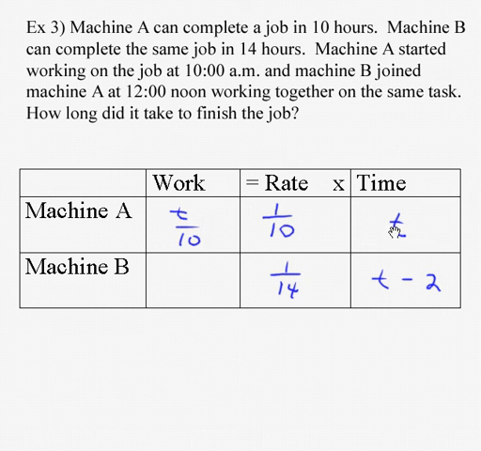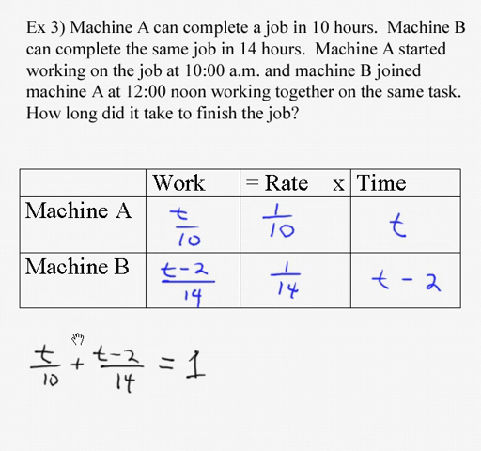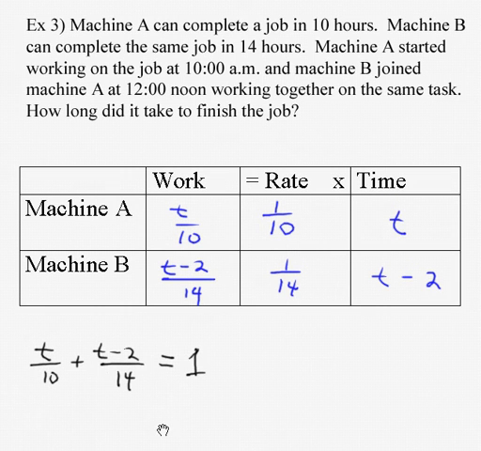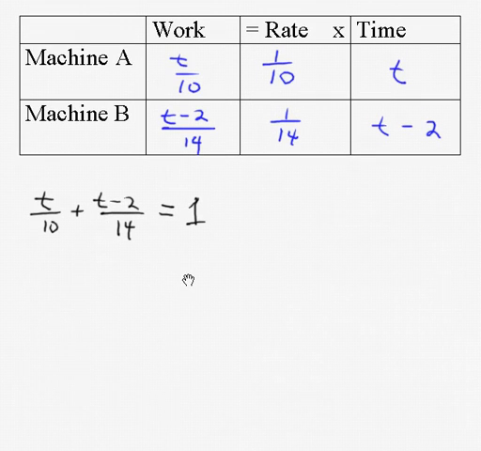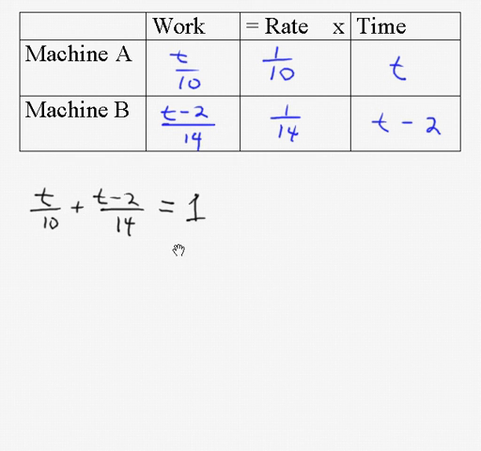So 1/10 t, or t over 10, is how much work machine A does. 1/14 of t minus 2, or t minus 2 over 14, is how much work machine B does. What is our equation? Well, our equation comes from the amount of work that machine A does, t over 10, plus the amount of work machine B does, t minus 2 over 14, equals one job that they're working on together. Once we have our equation, we can forget the words momentarily and solve it.